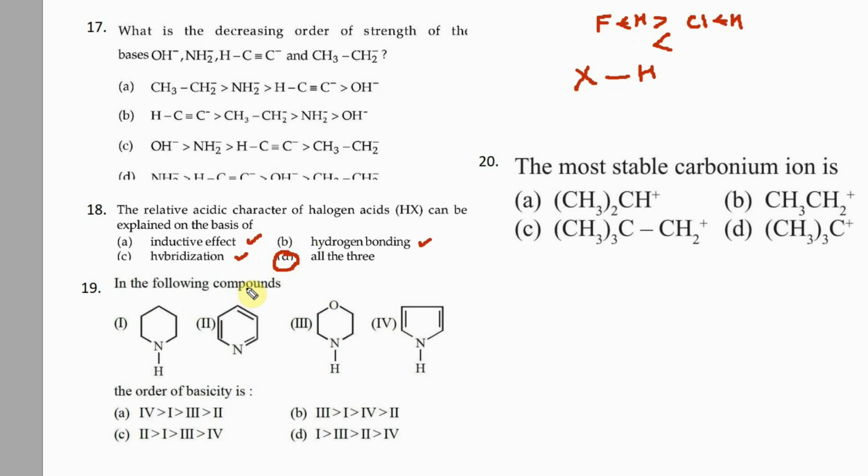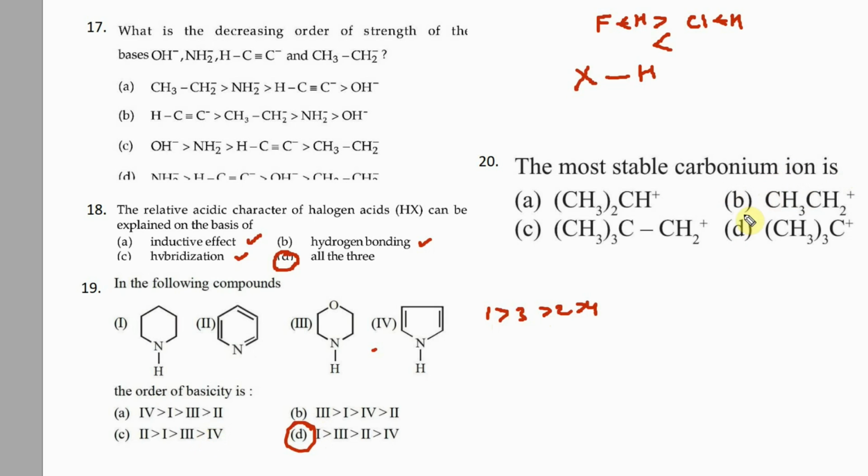In the following compounds, what about the basicity order? Now think about it for a minute. Extremely simple, just like before. It's a repeat question. So basicity order: 1 greater than 3 greater than 2 greater than 4.